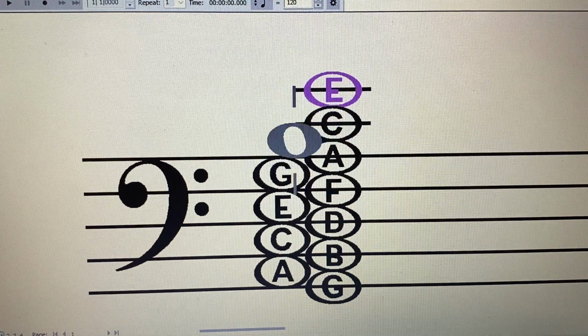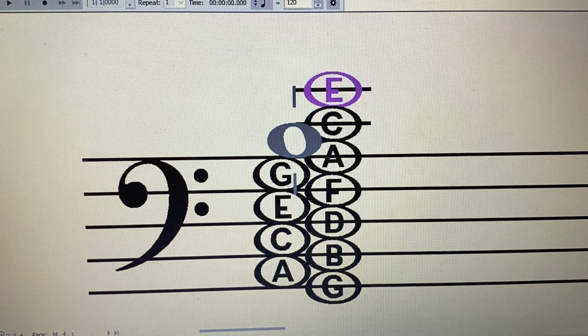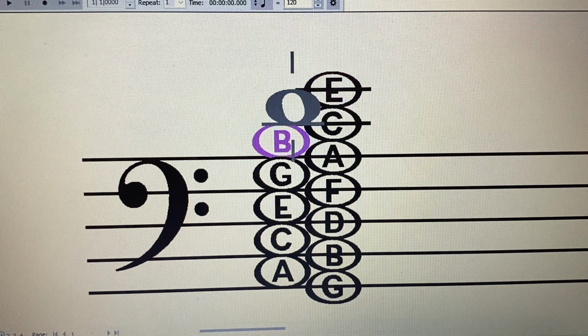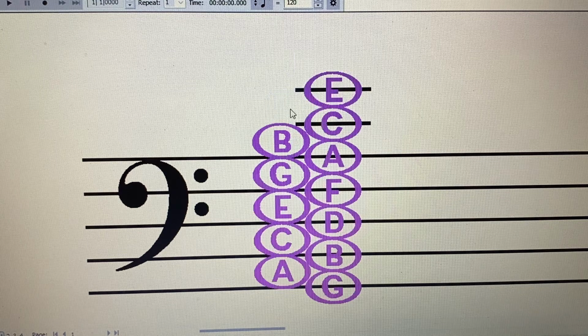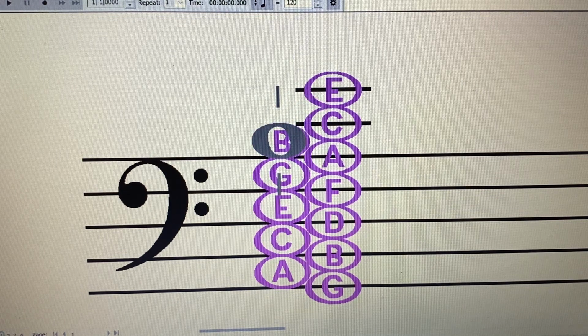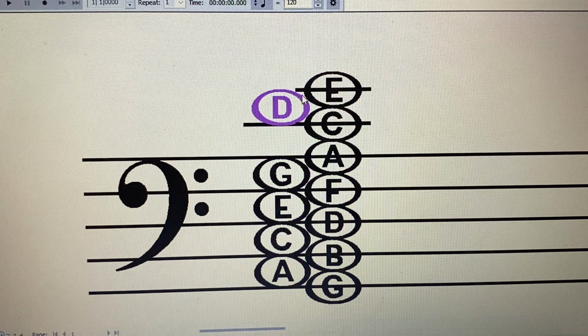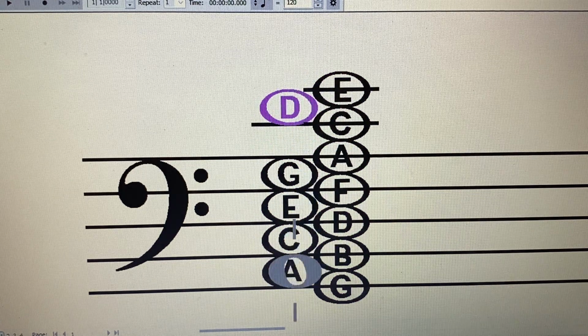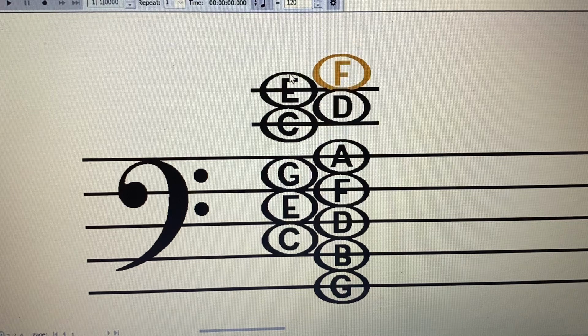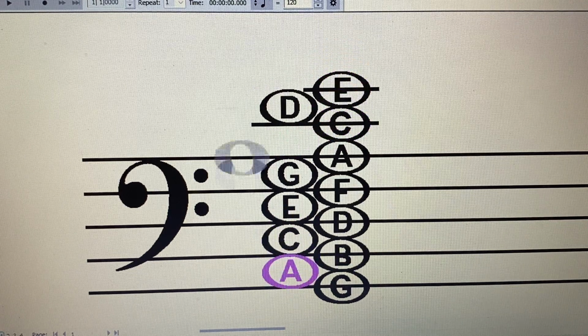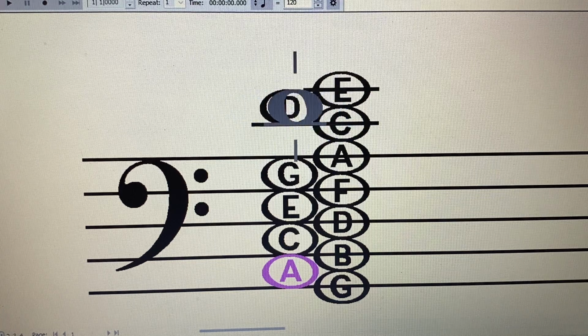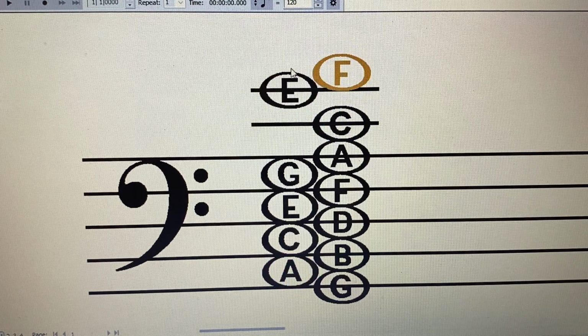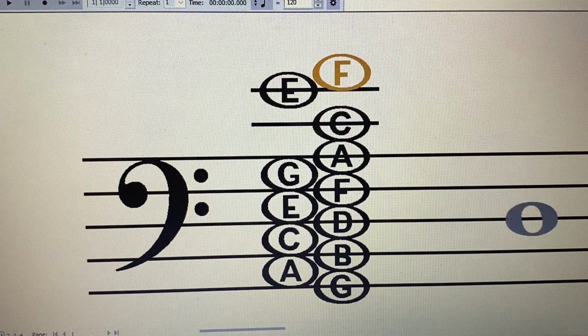Let's have the ledger spaces. The first ledger space above the bass clef is letter B. The second ledger space is letter D, and, oh sorry, the third ledger space is letter F. Okay, this one.